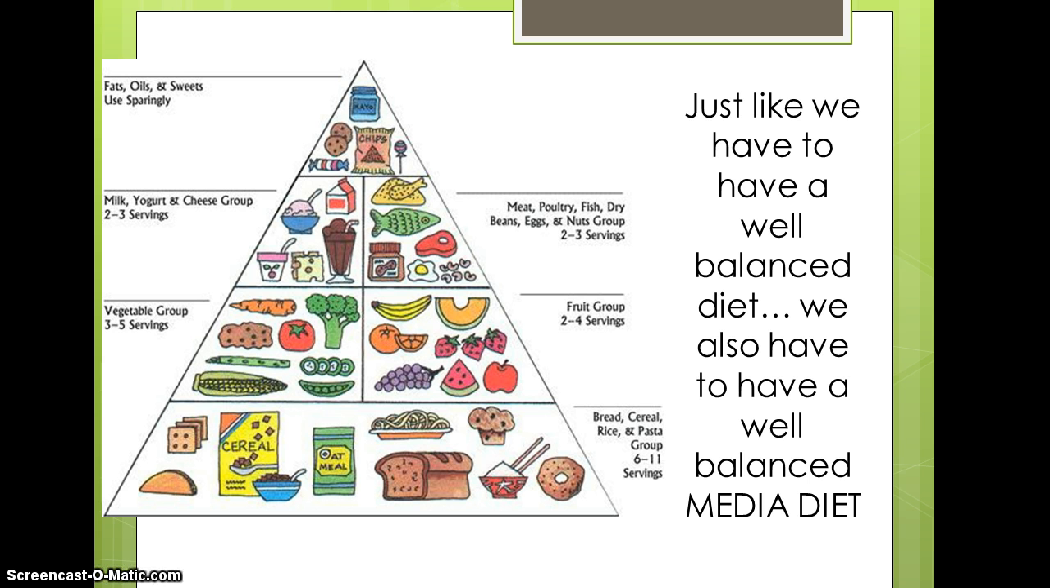What you see in front of you here today is a picture of a food pyramid, and you're actually going to be creating a media diet pyramid just like the food pyramid. So as you see here, we have a food pyramid that is well balanced. We all need a well balanced diet, and just like we need a well balanced food diet, we also need a well balanced media diet. We can't just always rely on social media. We can't just rely on radio. We have to kind of have a balance of each of those different types of mediums.